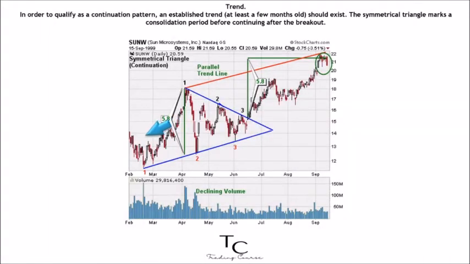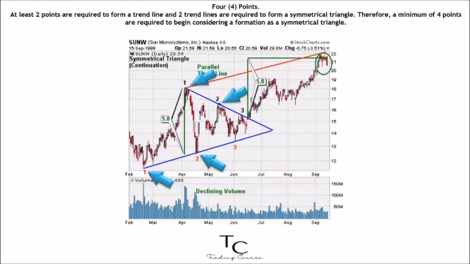Trend. In order to qualify as a continuation pattern, an established trend, at least a few months old, should exist. The symmetrical triangle marks a consolidation period before continuing after the breakout. 4 points. At least 2 points are required to form a trend line and 2 trend lines are required to form a symmetrical triangle. Therefore, a minimum of 4 points are required to begin considering a formation as a symmetrical triangle.